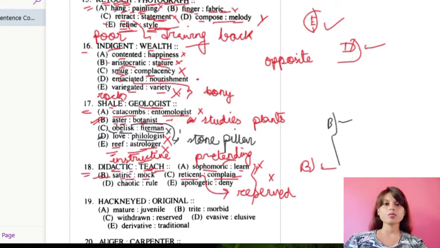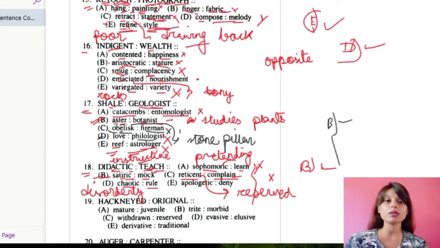Okay, so let us move over to number D, chaotic and rule. Now chaotic means disorderly. Okay, something which is not organized in a proper way. So I'm writing it down, disorderly. And rule means something which is laid down. It's an instruction which is laid down and you are bound to follow. So once again, these two are talking about opposites. So we cannot consider these two options.